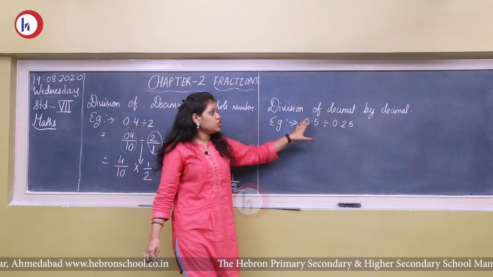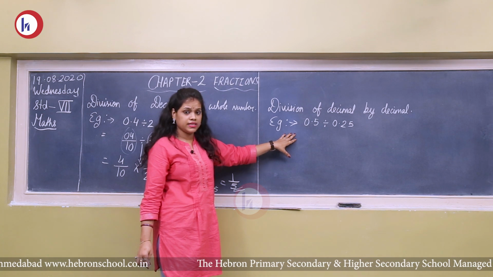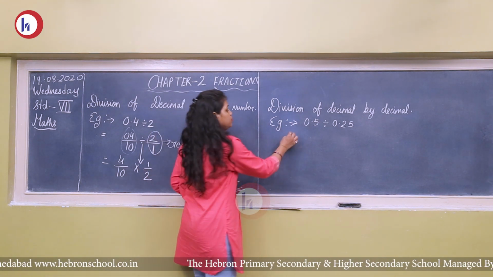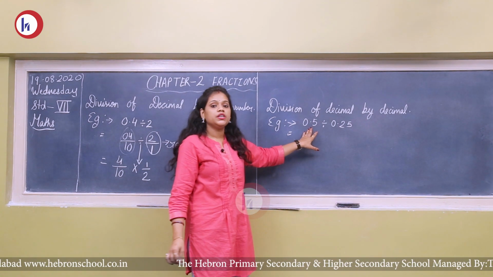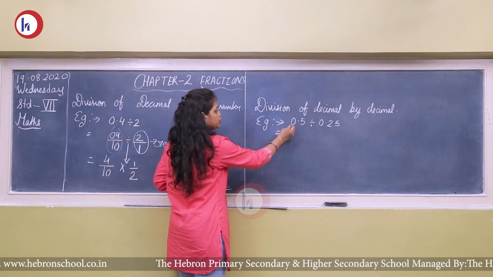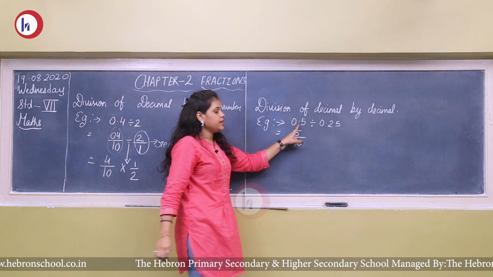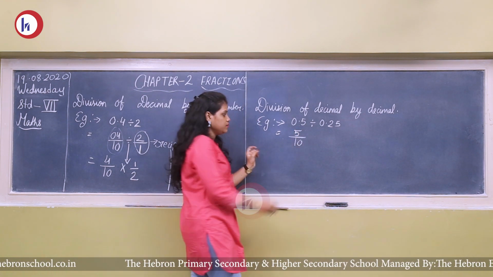Now let's see division of a decimal by a decimal number. Here also I have taken one example. Again for division, the first thing is converting the decimal numbers into fractions. So 0.5 can be written as 5 upon 10. Decimal के बाद एक place है, so 10.